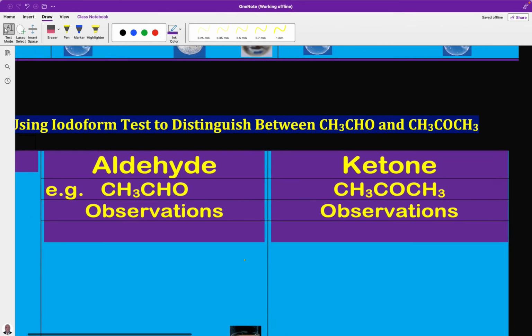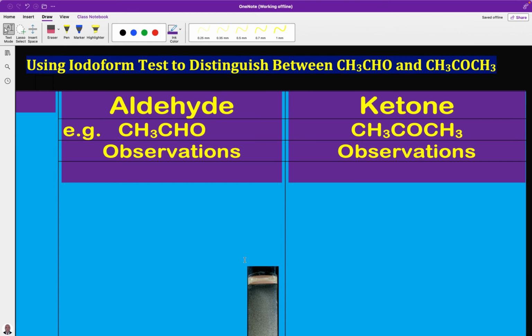The third test is the iodoform test. We can still use the iodoform test to distinguish between aldehyde and ketone. With this iodoform test, you will see that both of them will give a yellow precipitate. Why?